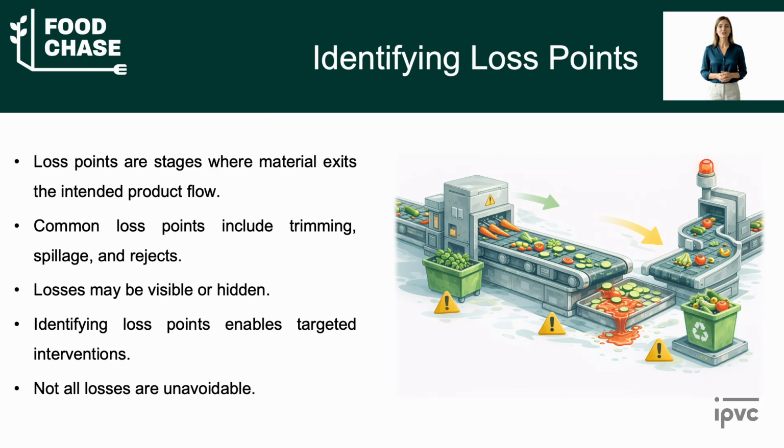Once material flows are mapped, the next step is identifying loss points. These are stages in the process where materials leave the intended product flow and become waste. Losses may occur through trimming, spillage, or quality rejections, and some may be hidden. Identifying these points allows processors to focus improvement efforts where they will have the greatest impact.